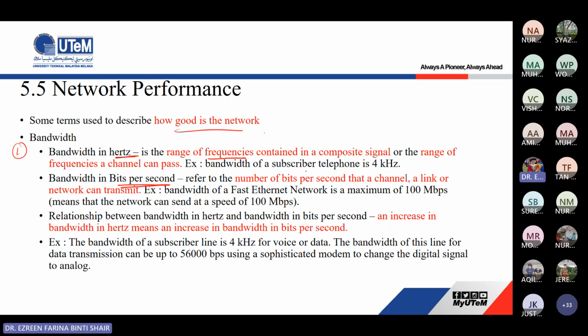For example, the bandwidth of a subscriber telephone line is 4 kilohertz. But if you have the bandwidth in bits per second, it means the number of bits per second that a channel, link, or network can transmit. Both of these are still bandwidth; the difference is the unit used. Hertz gives the range of frequencies, while bits per second gives the number of bits a channel can transmit. So basically, an increase in the bandwidth in hertz will result in an increase in the bandwidth in bits per second. They are directly related to one another.